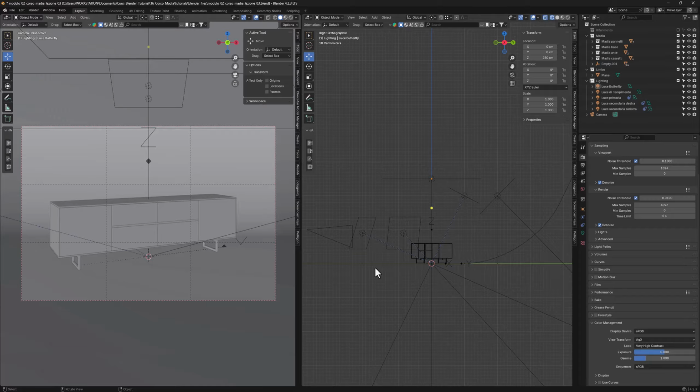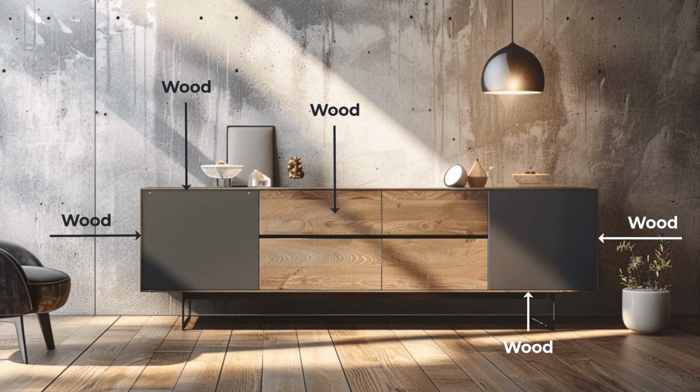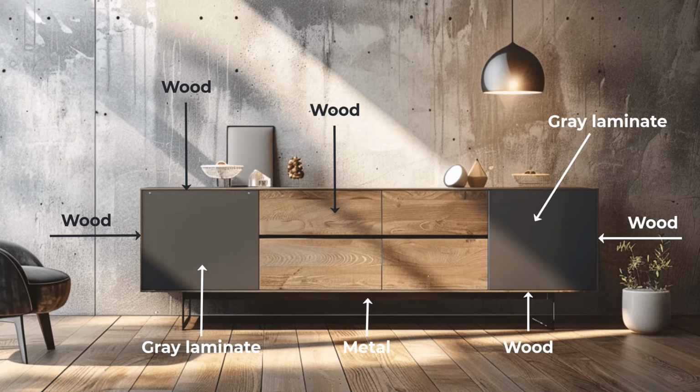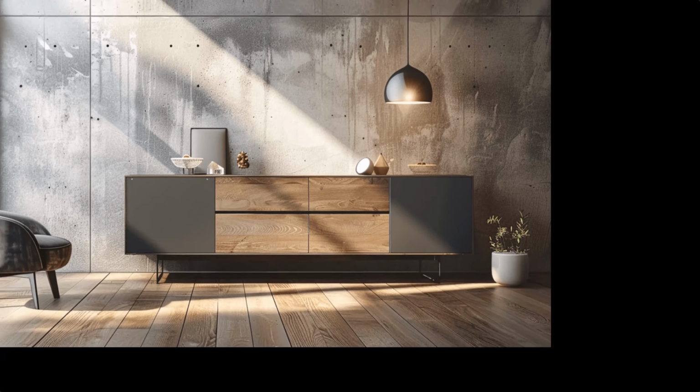Looking at the reference image, we can see that the sideboard is made up of three types of materials. A wood material for the central drawers, the top and bottom panels, the left and right side panels, and the back panel. A fairly dark gray laminate material for the two doors on the sides, and a dark metallic material for the supporting structure. To create a realistic material, it is essential to use three main types of textures, each with a specific function.